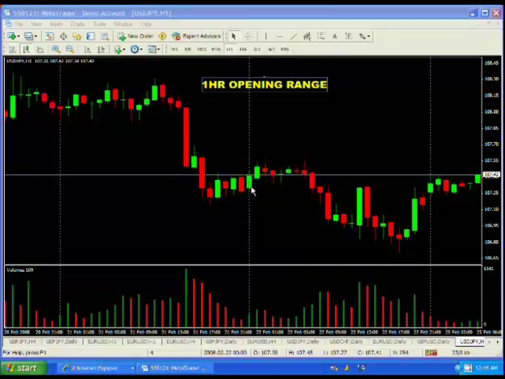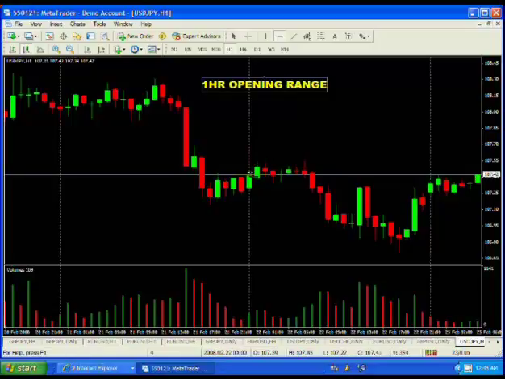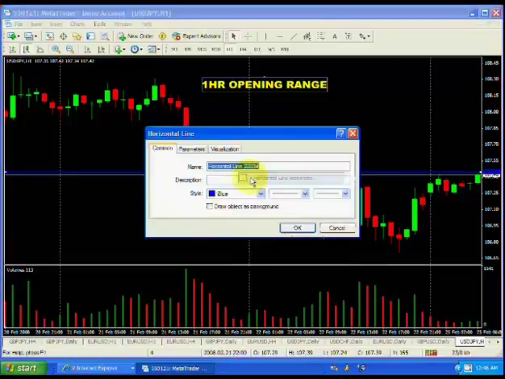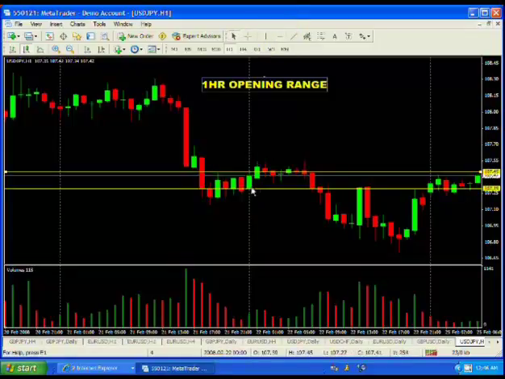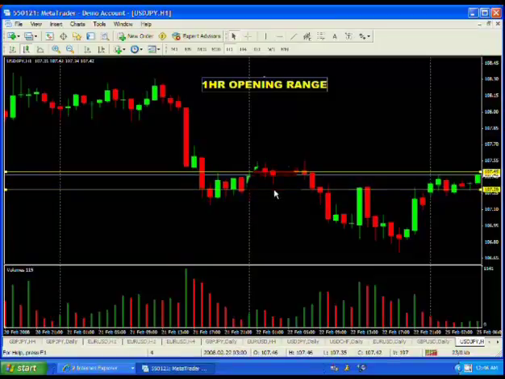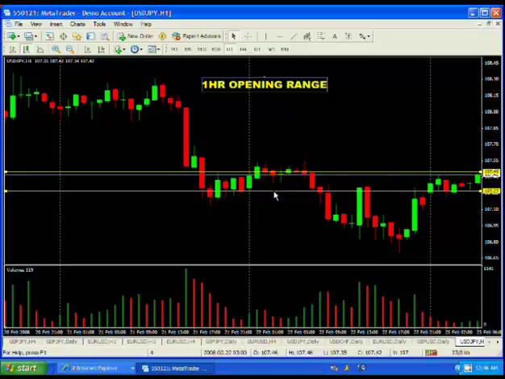And if we draw our lines here, we take the first bar, the 1 hour bar that opens the trading day, and we draw our line at the high of the bar, and we also draw our line at the low of the bar. Okay, now we have our lines.